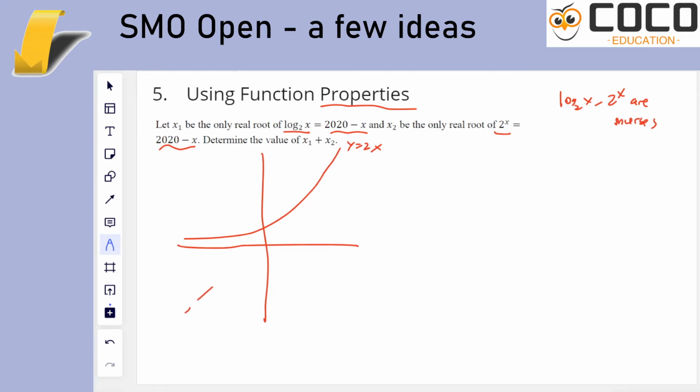Now, I want to draw the line of y equals x because y equals log base 2 of x is going to be the reflection of this over y equals x. They are inverse functions. So that's the feature that I want. Now, is this to scale? I don't care. I don't even know what is my scale. But then 2020 minus x, where is it? I don't care. But it is going to have gradient minus 1, meaning it's going to be perpendicular to my dotted line.